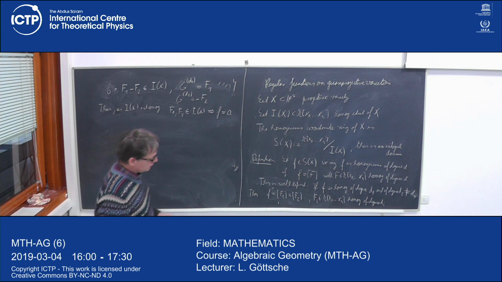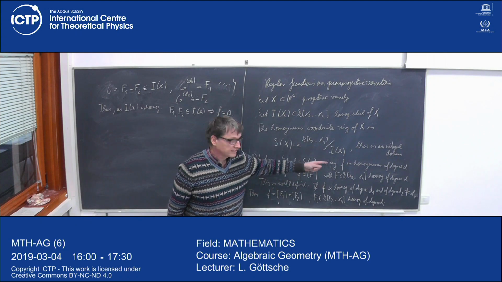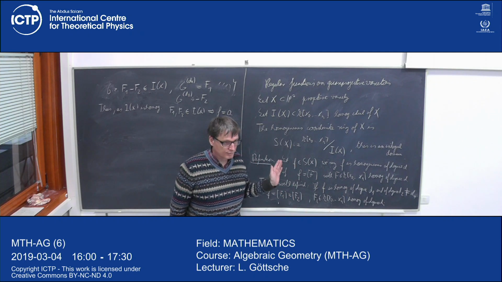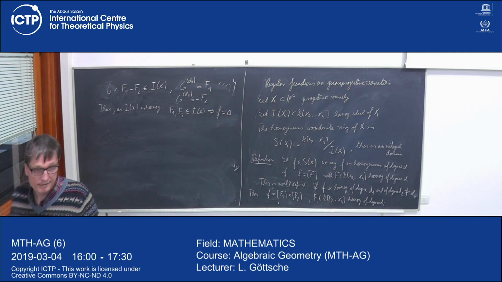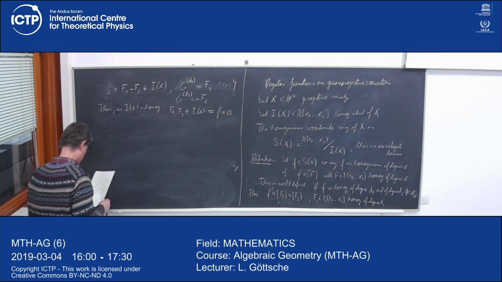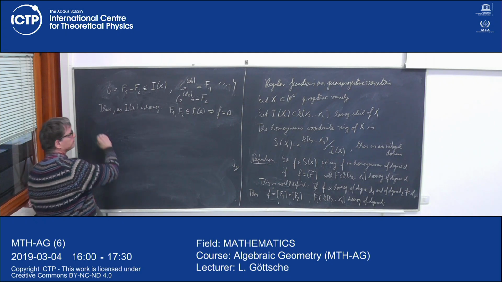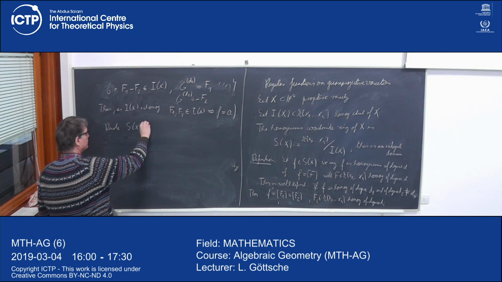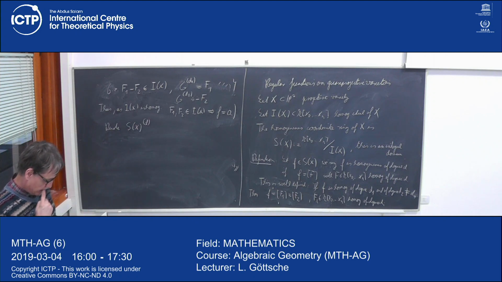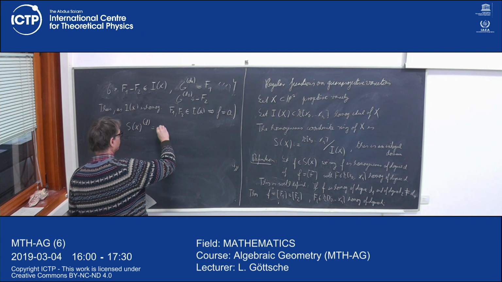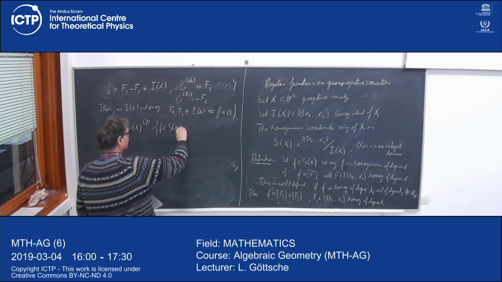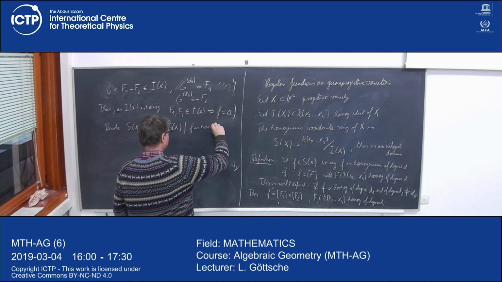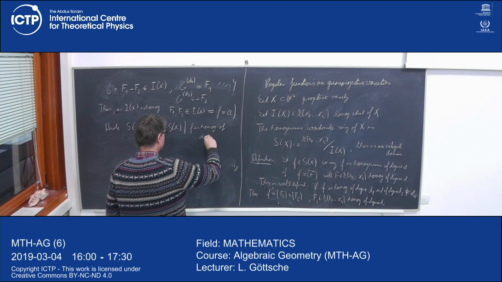So obviously, for every non-zero element in S_X, if it can be written as a class of a homogeneous polynomial, the degree of this polynomial is fixed. And so it makes sense to say that f is homogeneous of degree d. So we denote by S_X,d the set of all f in S_X which are homogeneous of degree d.